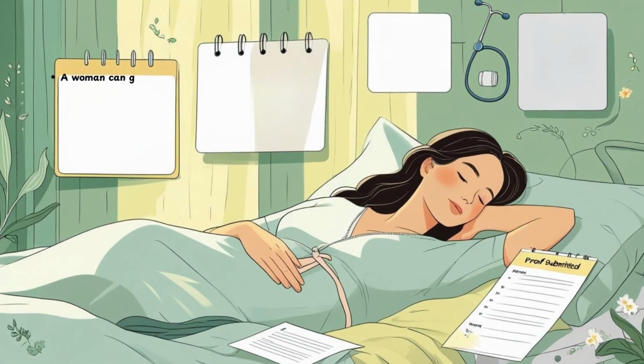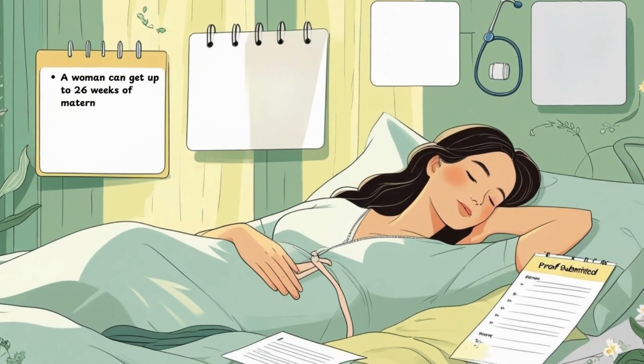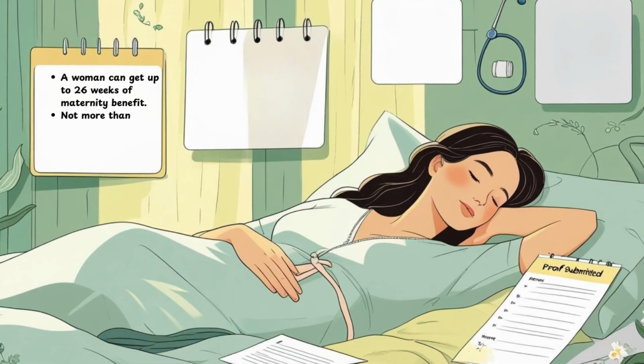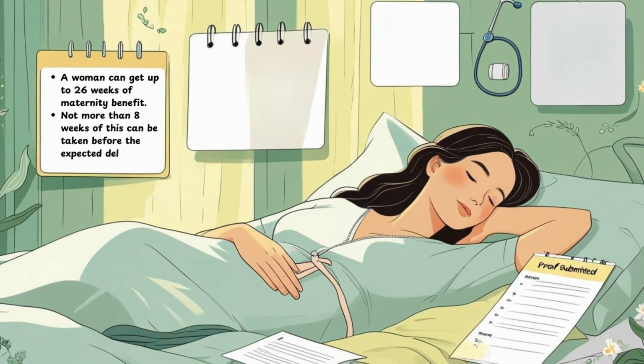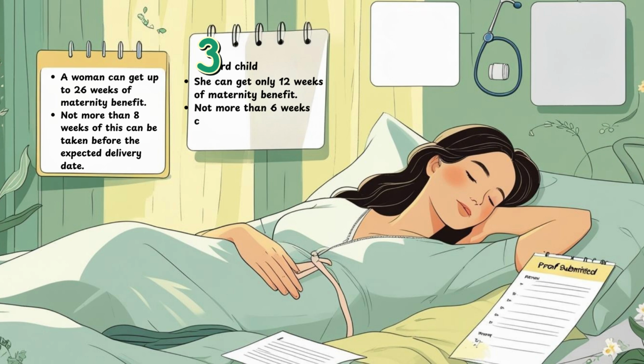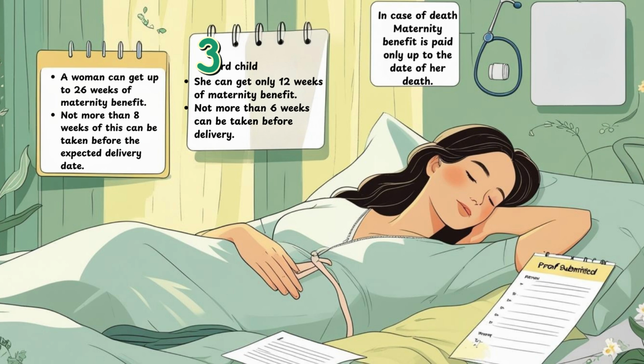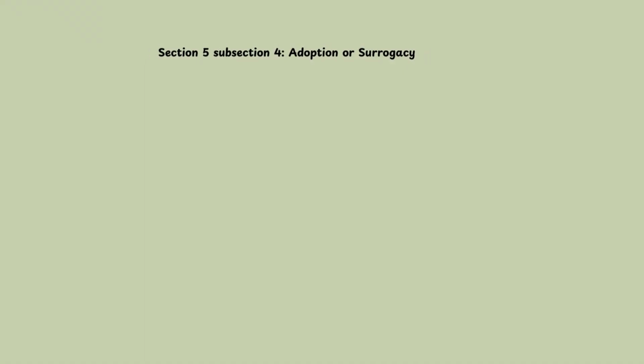Under Section 5, a woman is entitled to a maximum of 26 weeks of paid maternity leave. Up to 8 weeks of this can be taken before the expected delivery date. But if she has 2 or more surviving children, she is entitled to only 12 weeks of leave, with up to 6 weeks allowed before delivery. And if the woman dies during her maternity period, maternity benefit is paid only up to the date of her death. If she dies after giving birth, the employer must pay for the entire maternity period.